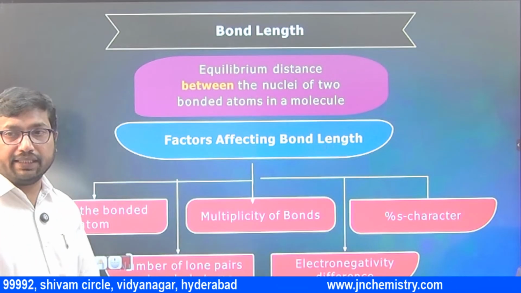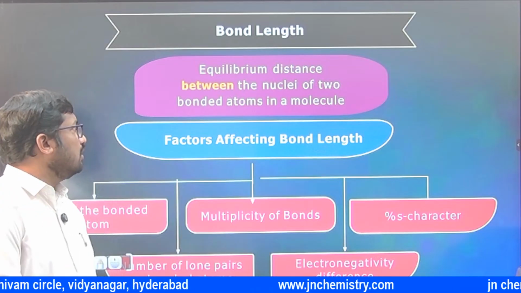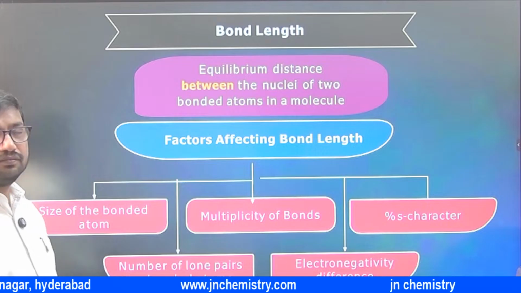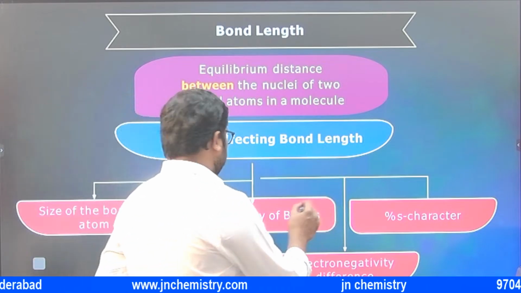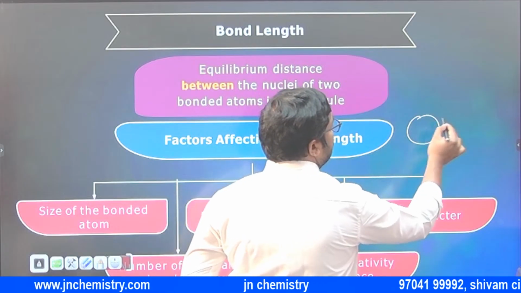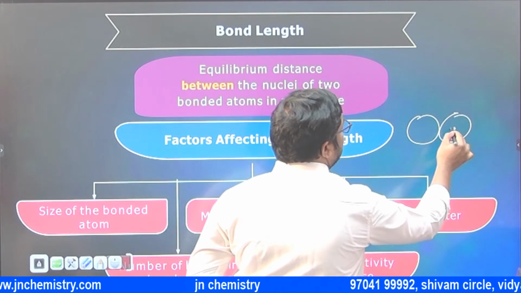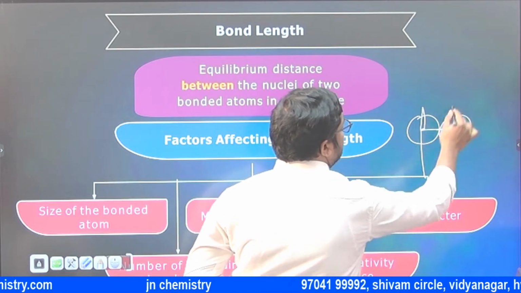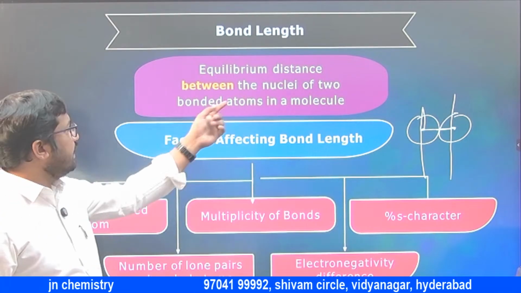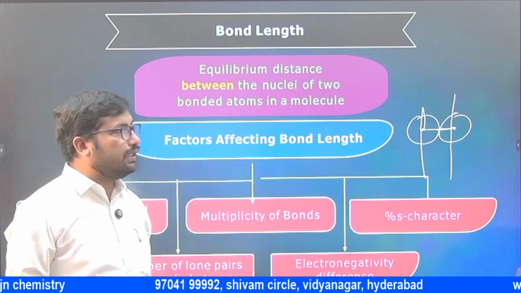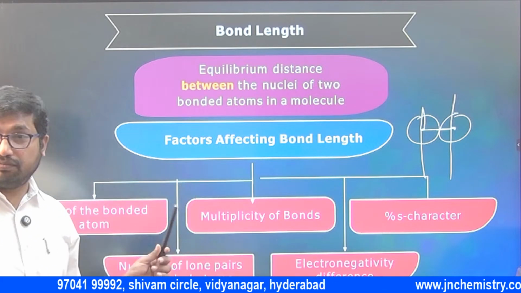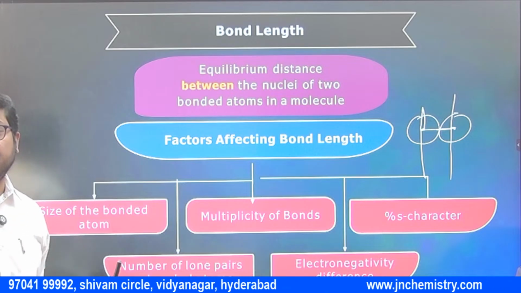Next, bond length. What is the bond length? Imagine two atoms are there. The equilibrium distance between two nuclei of bonded atoms, right, of the molecules. So, factors affecting the bond length. It is very, very important. Write it down.